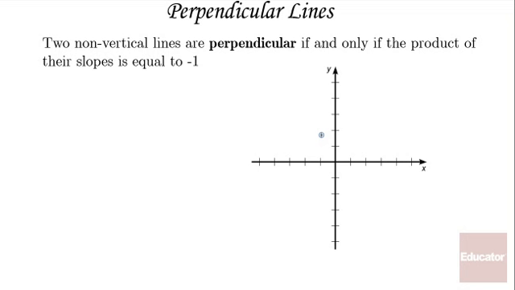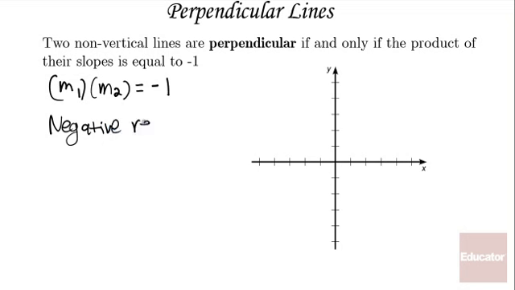Perpendicular lines. Now, for perpendicular lines, two non-vertical lines are perpendicular if and only if the product of their slopes is equal to negative 1. So if I have the slopes of two lines, M1 and M2, and I multiply those, and I get a product of negative 1, these two lines are perpendicular. Another way to describe this is to say that the slopes of the two lines are negative reciprocals. So M1 and M2 are negative reciprocals of each other.